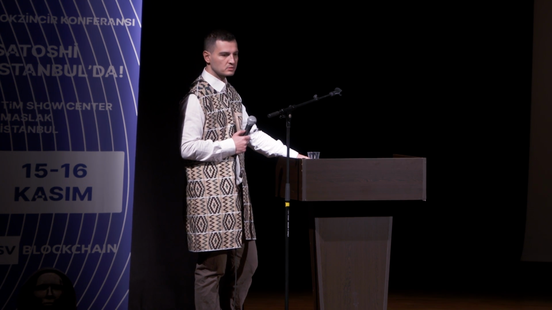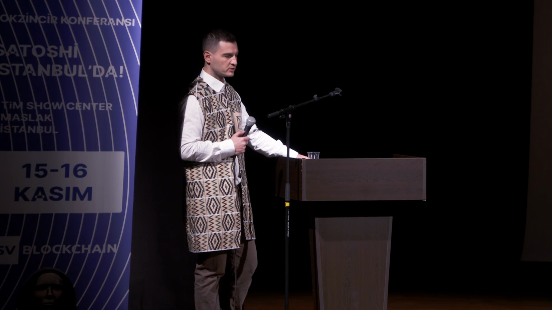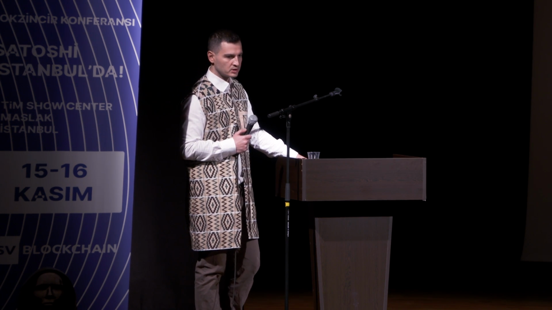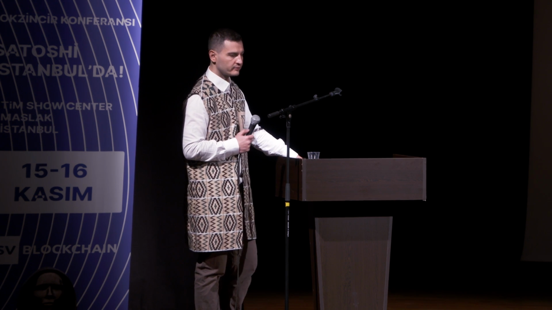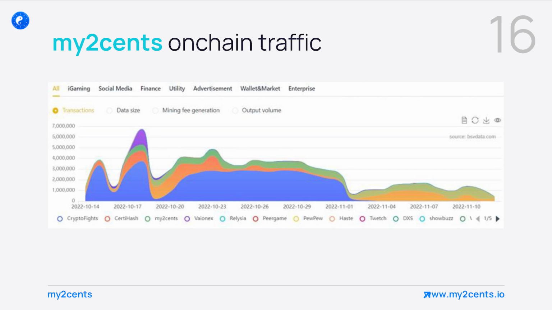Of course, miners provide these transactions, and then an extremely small fee is paid to the miners. It's almost insignificant. The fees are almost insignificant in Bitcoin SV. That makes our life easier. What I would like to show here is at the end of the chart, you will see that the green part is dominating the entire blockchain, the Bitcoin network, and that's My2Cents. The other colors are other applications that use the Bitcoin blockchain, and the green one is My2Cents.